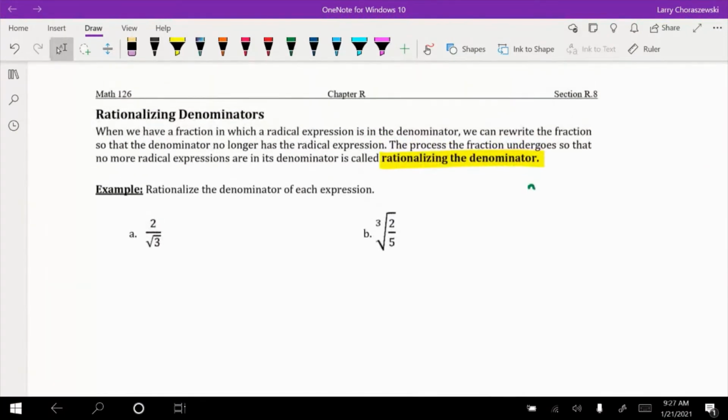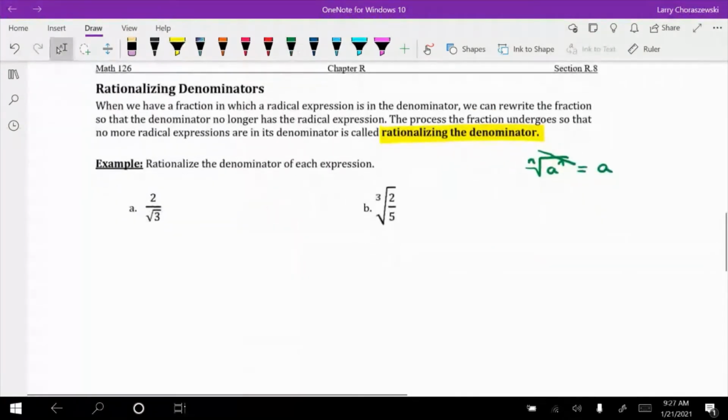This skill really makes use of the fact that the nth root of a to the n simplifies to a. In other words, the nth root cancels out the power of n. So let me show you how this is done with a few examples. On example part A, we have 2 over radical 3. Now keep in mind that the index here is a 2. This square root would go away if 3 had a power of 2 on it. But it doesn't. Actually, what's this power on 3 that's in the denominator?